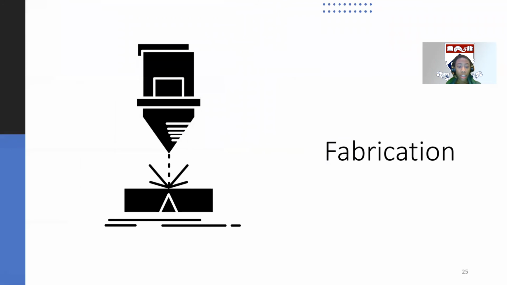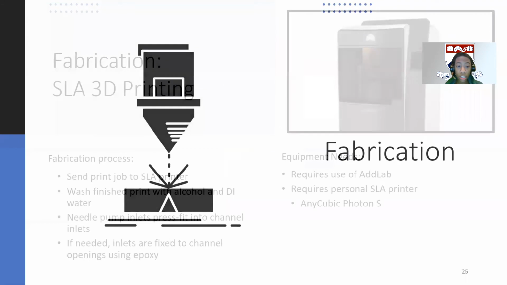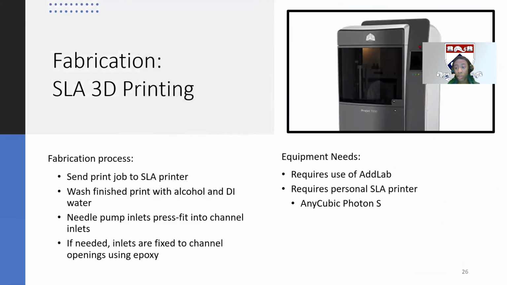Looking at fabrication, there are three main items that have big fabrication processes that need to be considered. The first is the microfluidic chip, which will be primarily done through SLA 3D printing. The fabrication process here is that a print job will be sent to the SLA printer. The print will be washed with alcohol and distilled water in order to clear the channels. Then a needle inlet will be press fit into the channel inlets in order to allow the water to flow from the microfluidic chip into a pump. And if needed, the inlets will be fixed to the channel openings using epoxy.